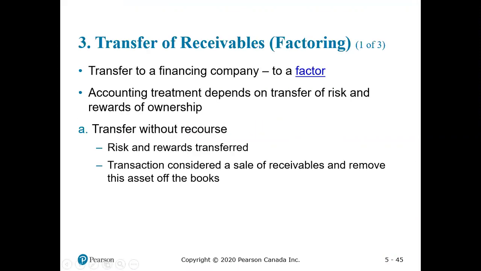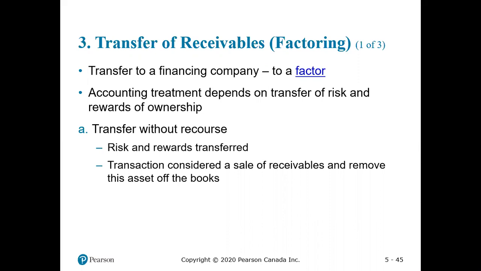So the next concept we'll cover is the transfer of receivables. The first method is factoring. This is transferring to a financing company or a factor. The accounting treatment depends on whether the transfer of risk and rewards of ownership has happened. The first type is transferring without recourse, which means that the risk and rewards are transferred. So the transaction is considered a sale of receivables, and the company would remove this asset off of their books.